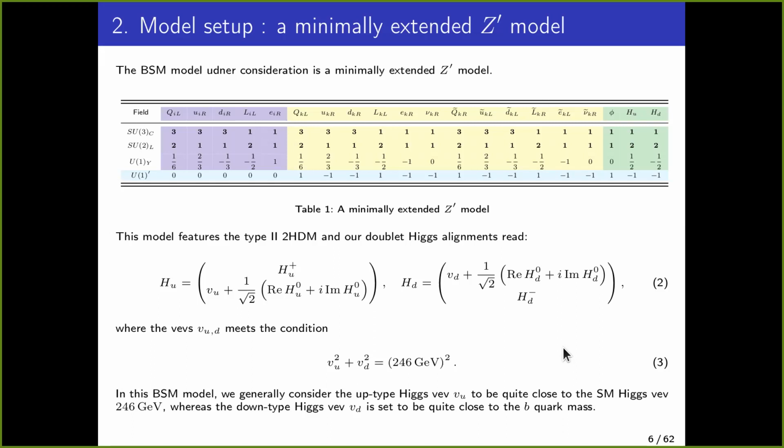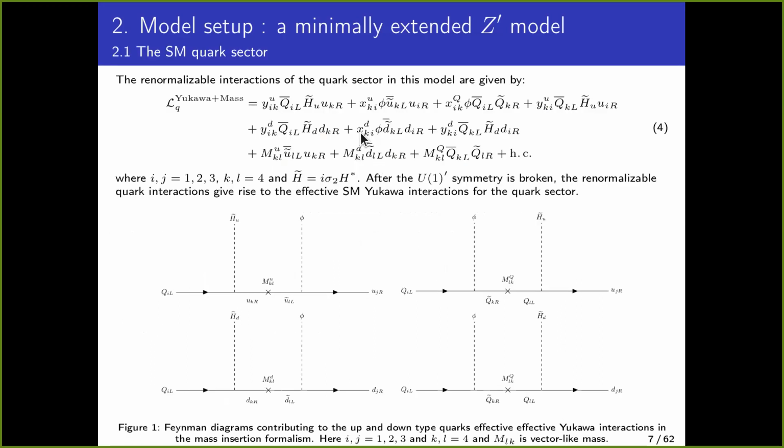So the renormalizable interactions of the Cox sector in this BSL model give rise to these effective diagrams for Cox sectors. The above two are for the up-type Cox sector, whereas the below two diagrams are for the down-type Cox sectors. Here, as you can see, one of them is mediated by the singlet.